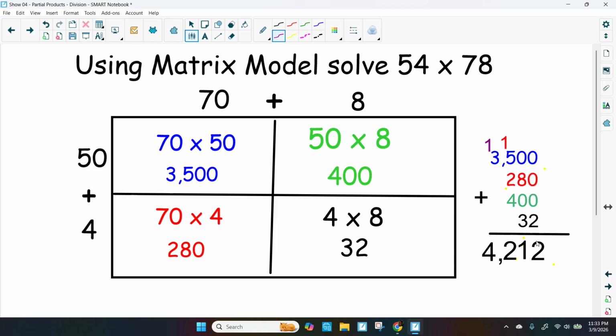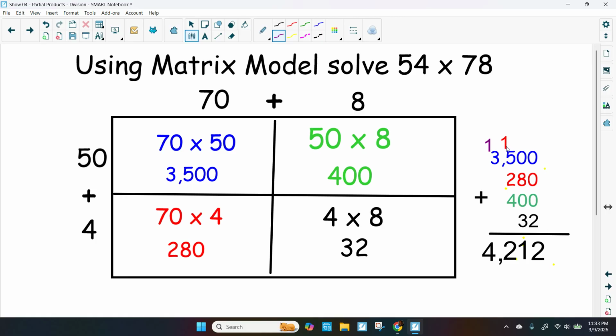0, 0, 0 plus 2 is 2. 0 plus 8 is 8. Plus 0 is 8, still 8. And there's a 3. 8 plus 3 is 11. So I put down my 1 here and carry up 1 there, one of those tenths.